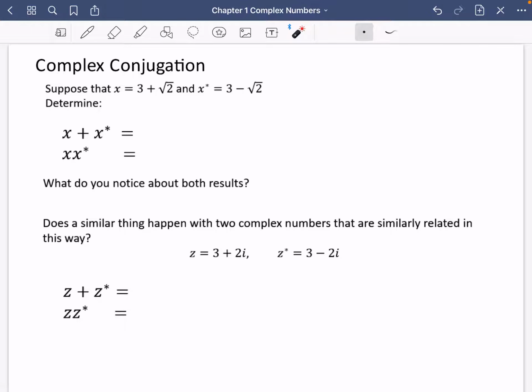Okay, I'm now going to talk to you about something called complex conjugation. And conjugation is something that you've probably come across without realizing before. So we're going to talk about something that's nothing to do with complex numbers to begin with, and then we'll pull it back into complex numbers and see what happens.